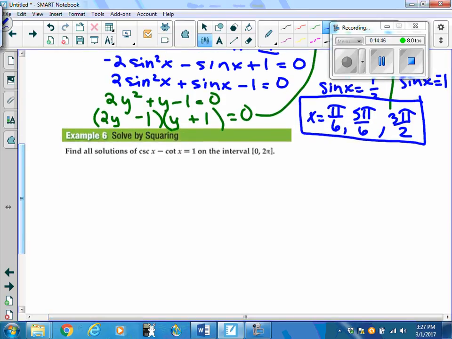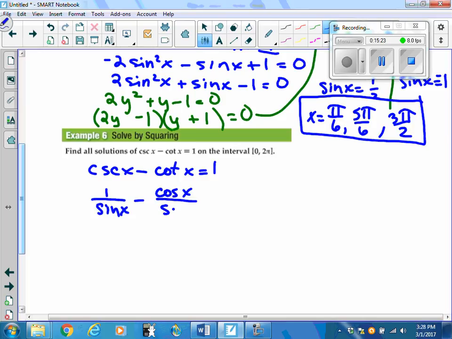And then finally, we've got example 6. It says solve by squaring. So I have cosecant x minus cotangent x equals 1. I am going to change these guys to sine and cosine. That's going to make me feel a little more comfortable. So cosecant is 1 over sine x, and cotangent is cosine x over sine x.